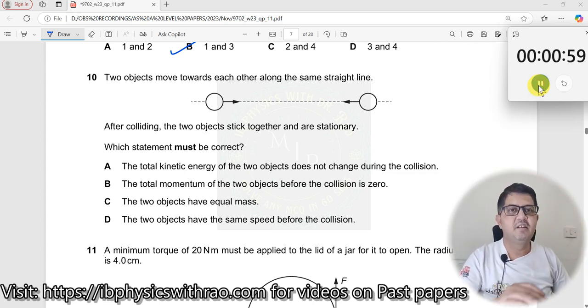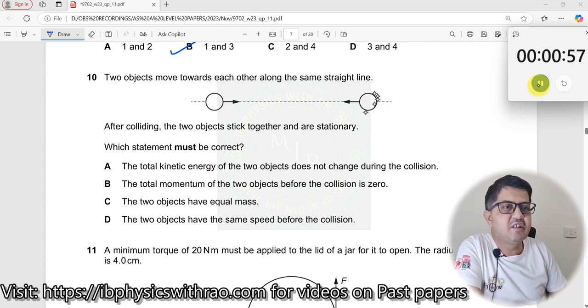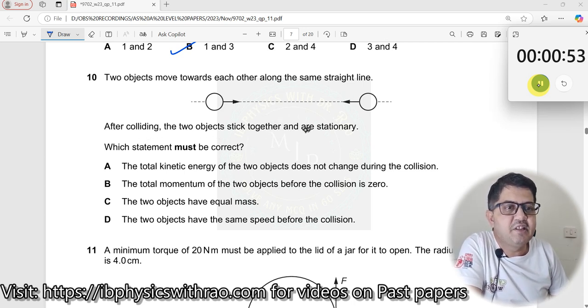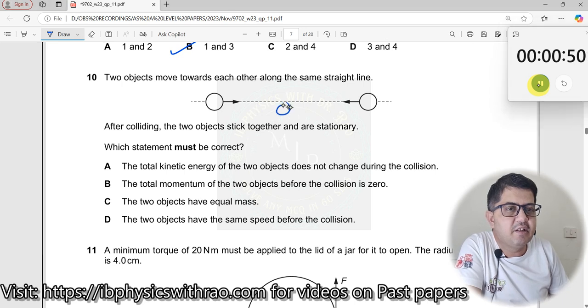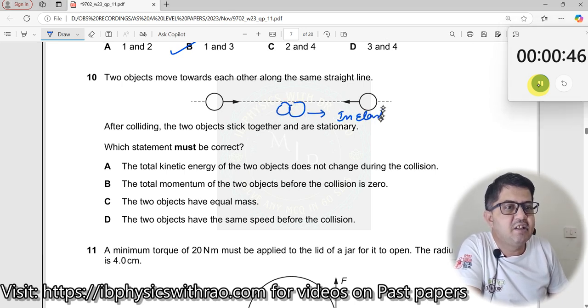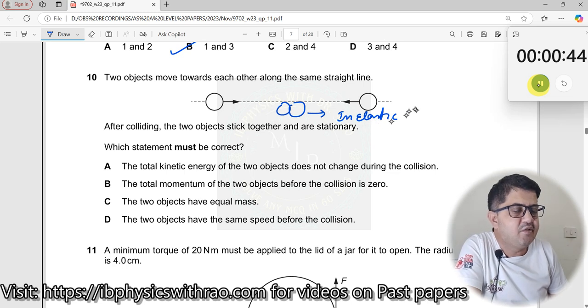Question number 10. Two objects move towards each other along the same straight line. Definitely they will collide. After colliding, the two objects stick together. That means what kind of collision? Inelastic collision.